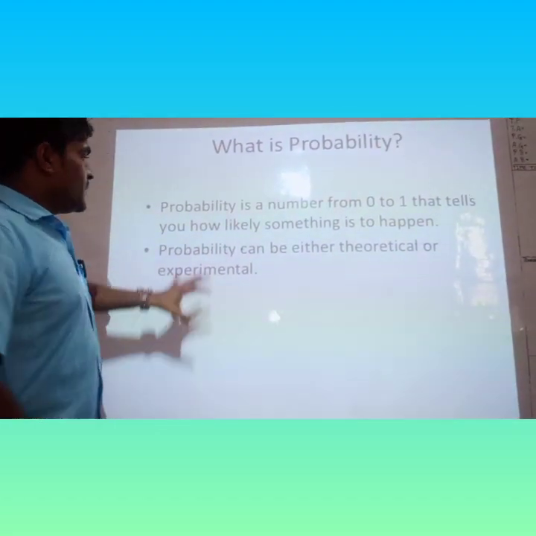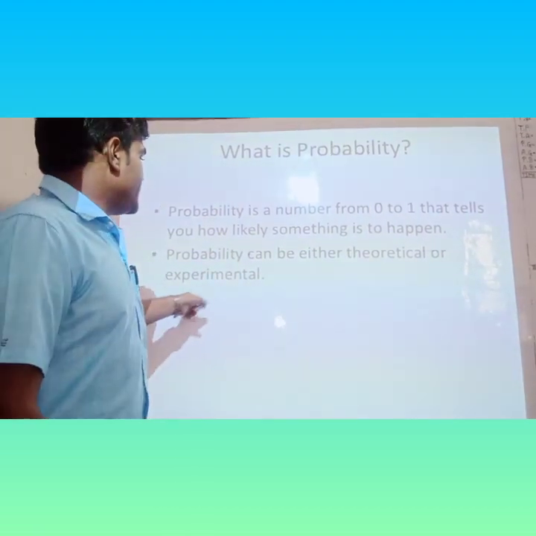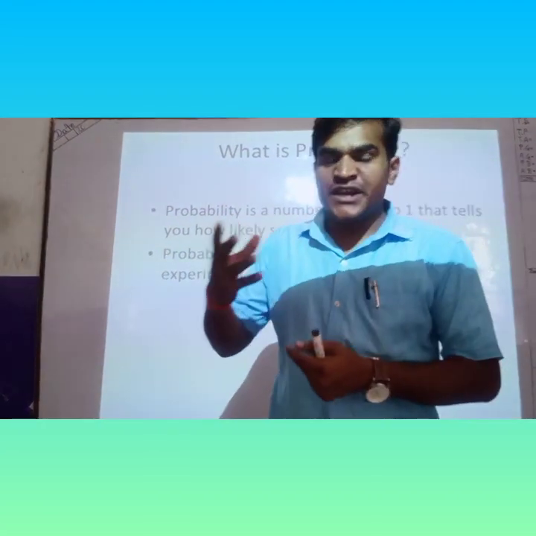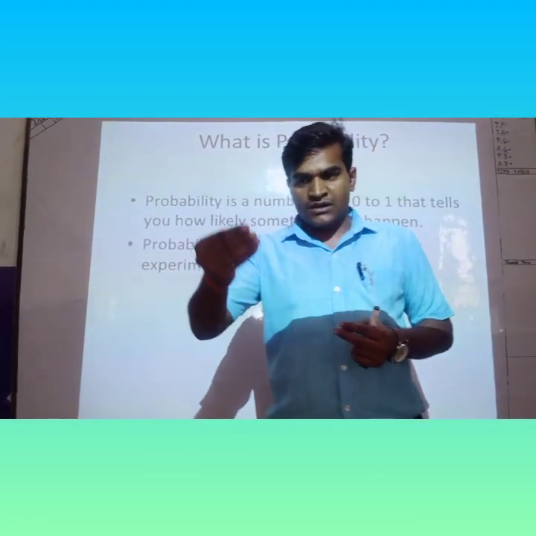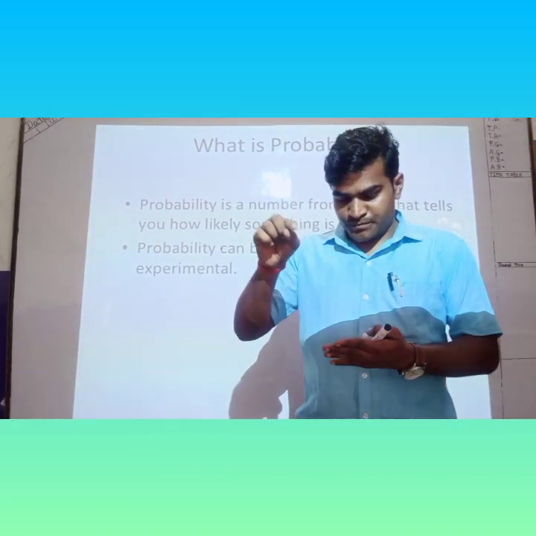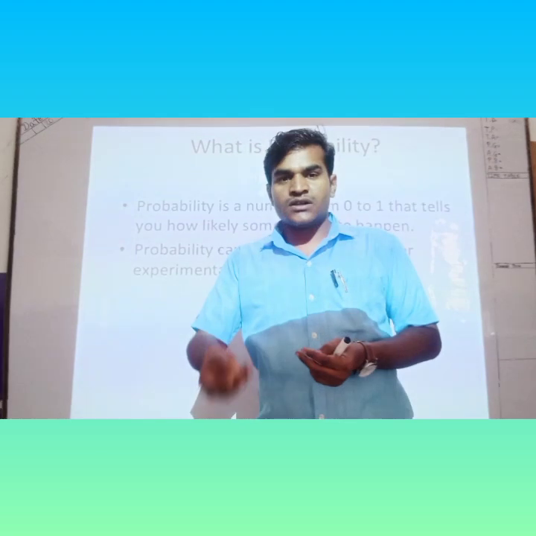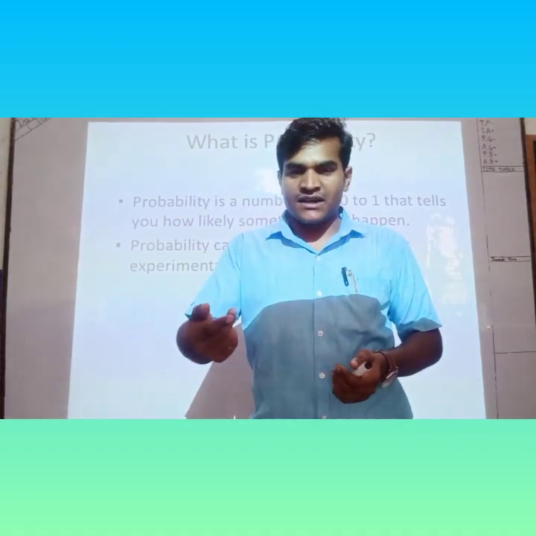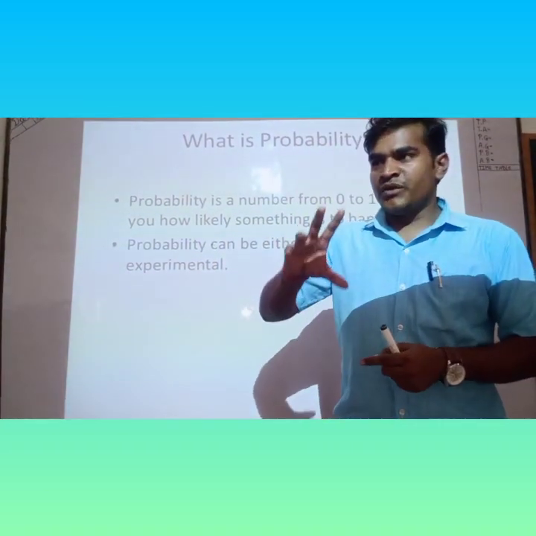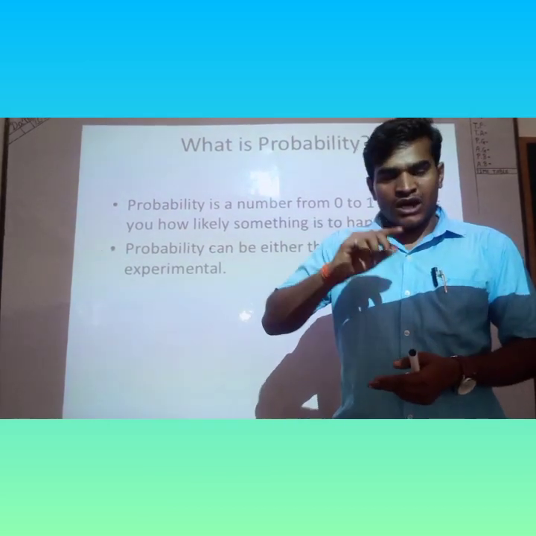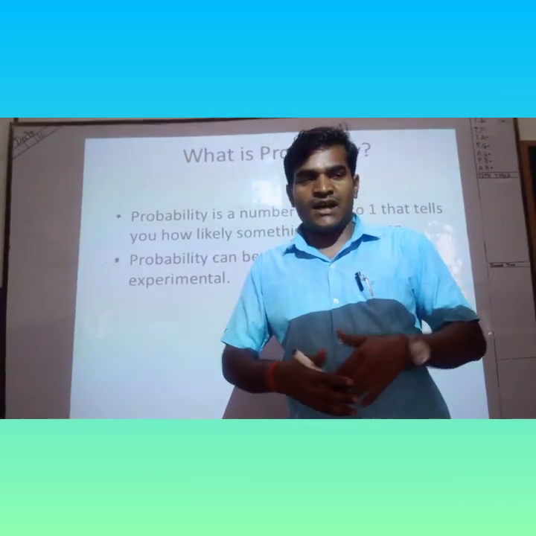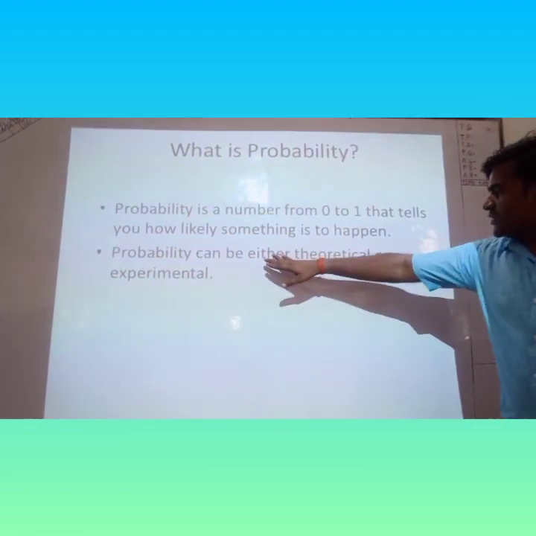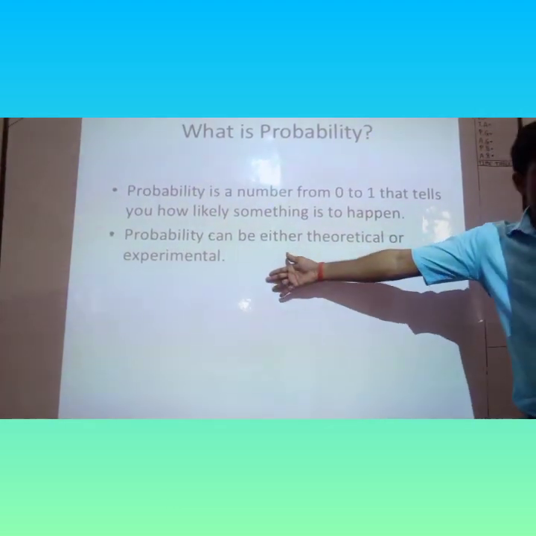Yes, and probability can be either theoretical or experimental. So what do you mean by theoretical and what do you mean by experimental? Experimental: suppose you toss a coin and find out what comes out, what the outcomes are, that is either head or tail. So that is the experimental. Theoretical means that without doing the practical, you say that either head will come or tail will come. So that is the theoretical. Let's see what we mean by theoretical probability and experimental probability.